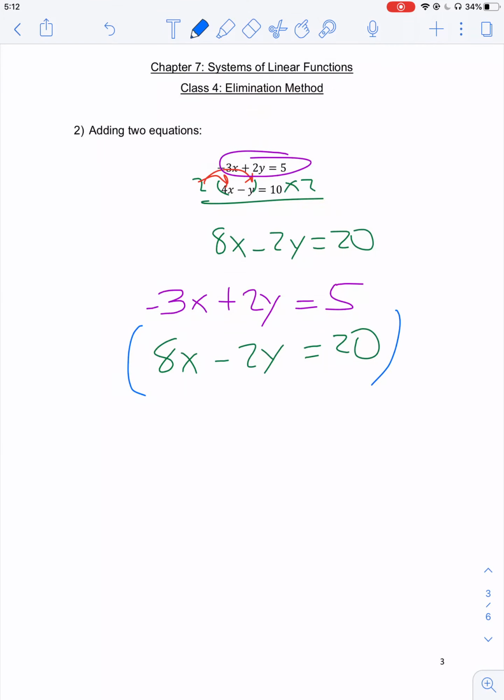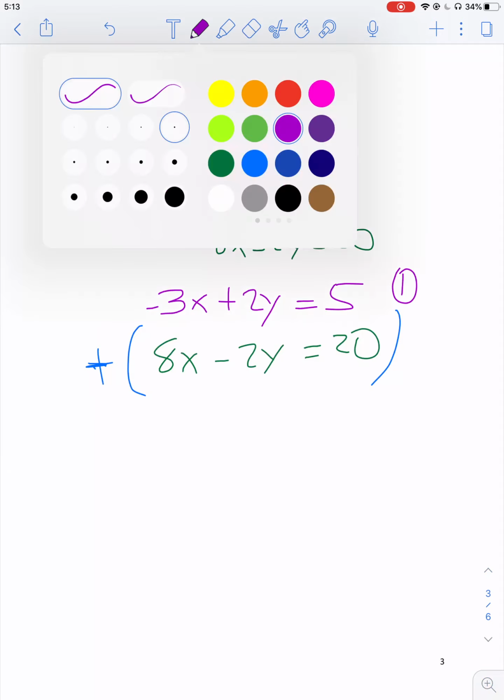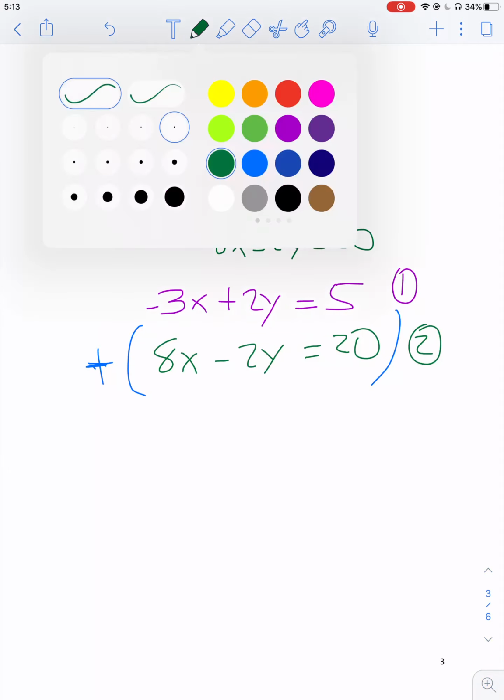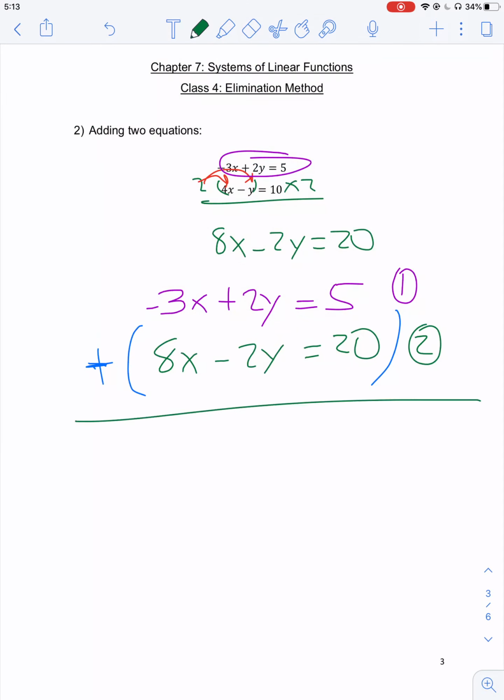Okay, so when it comes to elimination, you can either add or subtract the two equations. Okay, so if you want, my equation in purple is equation 1, and this is equation 2. And all I have to do is to add the two equations together. Okay, so I'm going to add them together. So minus 3x plus 8x, right? Minus 3x plus 8x is 5x. 2 plus minus 2 gives me 0.